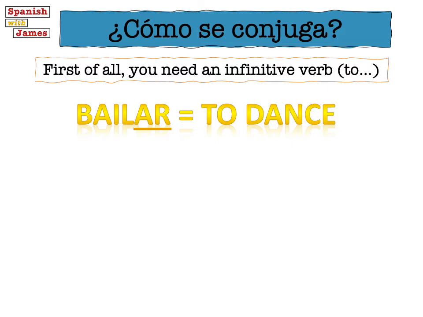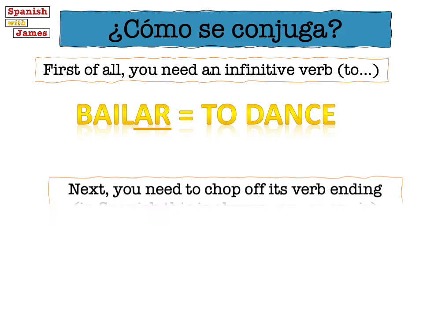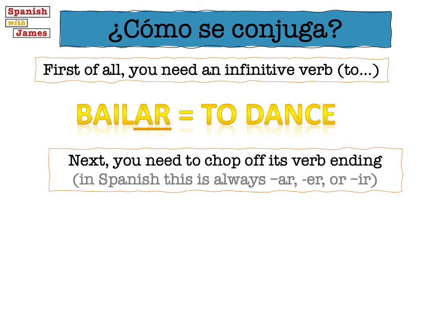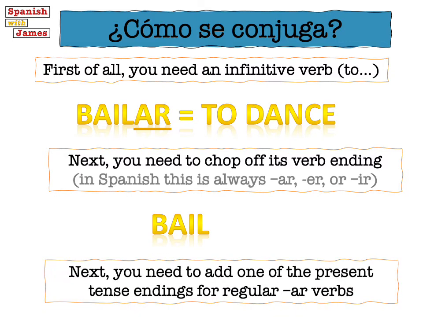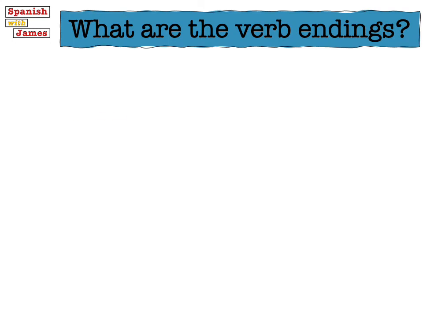So once we've got our infinitive, to dance, bailar, we now need to chop off that AR ending. So we take our infinitive verb, bailar, and we get rid of the AR. This leaves us with what we call the verb stem. And then we just tag on to the end of this one of our present tense endings, which we're going to be looking at in just a moment. So what are our verb endings? So remember, we take the infinitive bailar, to dance, get rid of the AR ending, we're left with our stem, and then we need to add one of the following present tense endings.